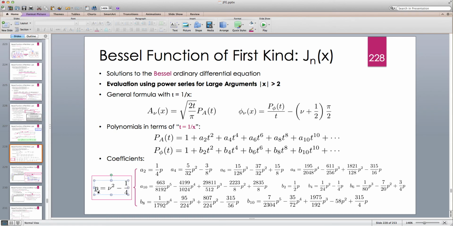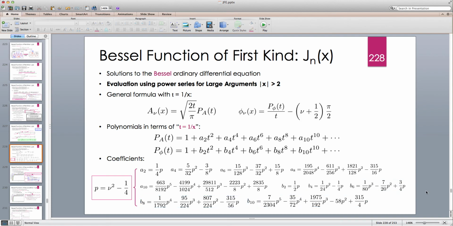So if we define this parameter p, little p, as nu squared minus 1 over 4, then all of these a and b coefficients are polynomials in terms of p. So a2 is 1 over 4 times p, a4 is 5 over 32 p squared minus 3 over 8 p, a6 is 15 over 128 p cubed minus 37 over 32 p squared plus 15 over 8 p, and etc. So a8, a10, b2, b4, b6, b8, b10, all right?